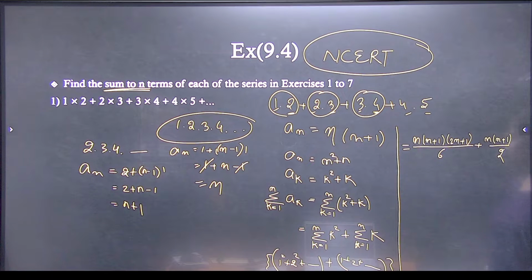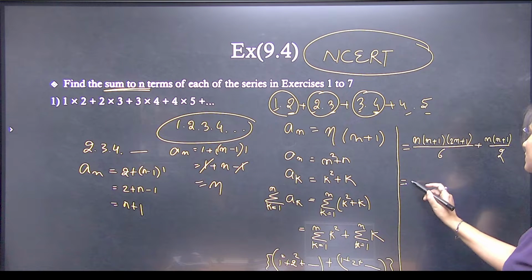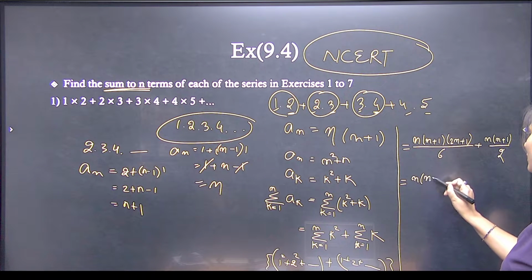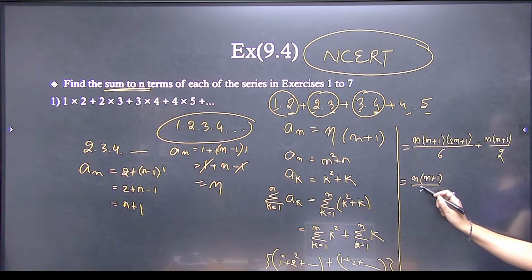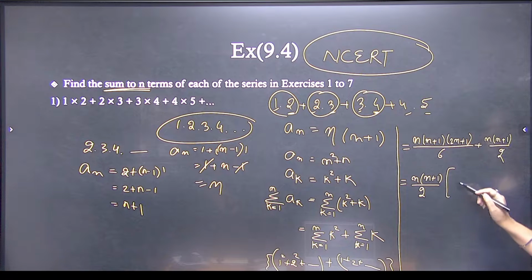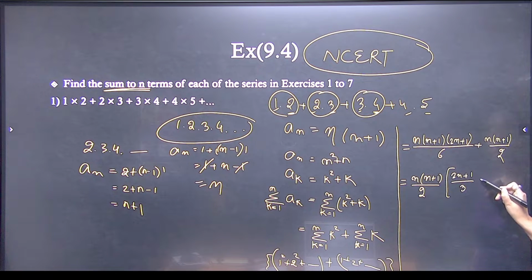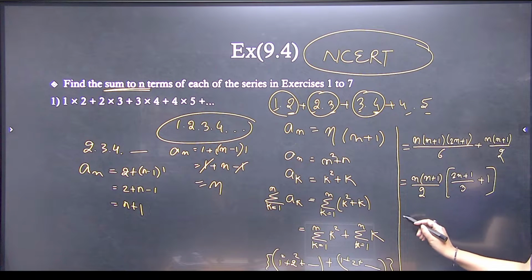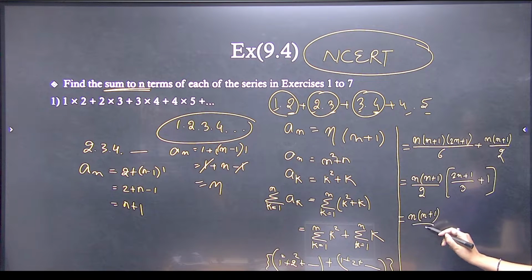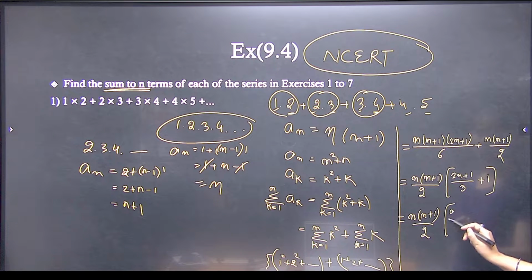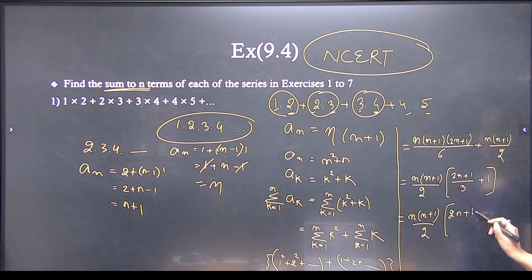Okay, now see, we can take common n into n plus 1. So I am taking n into n plus 1, and at the denominator we can take 2. So we are left with 2n plus 1 by 3 plus 1. Okay, now in the next step, n into n plus 1 by 2, and it is 2n plus 1 plus 3 by 3.